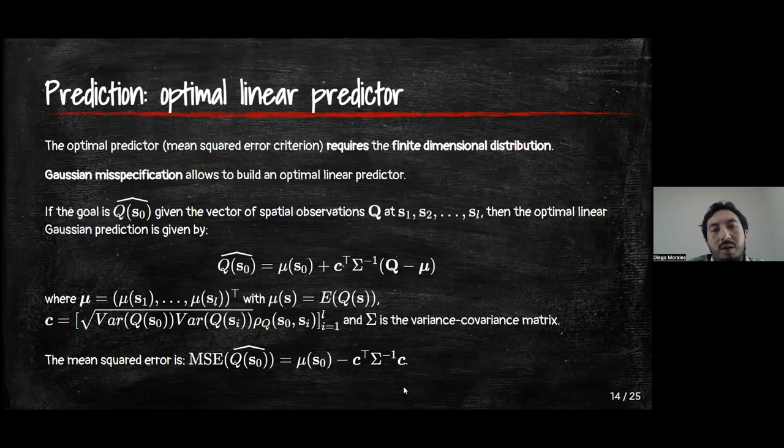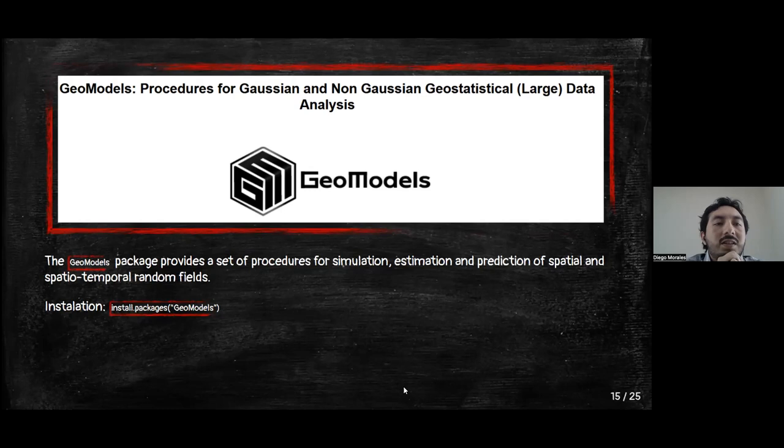So with that we finalize the review of the theoretical things, and now we show you how to make a simulation, estimation and prediction with the package. As I mentioned before, the package is called GeoModels, and this package contains the procedures for Gaussian and non-Gaussian geostatistical data analysis. Here we can find functions for simulation, estimation, and prediction of spatial and spatio-temporal random fields. This package is now available in CRAN, so you can install it with the function install.packages, GeoModels.